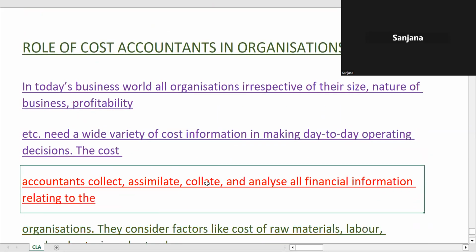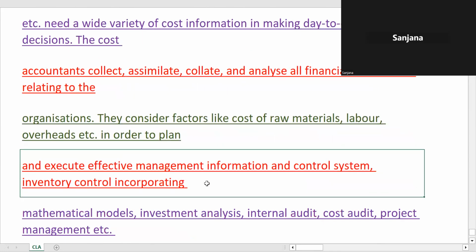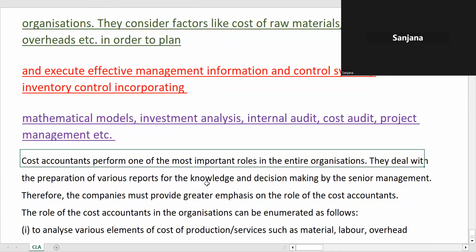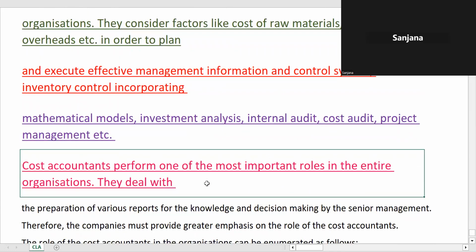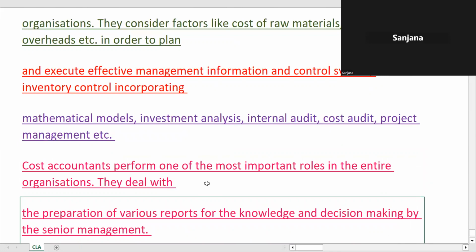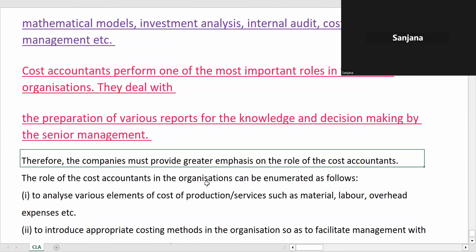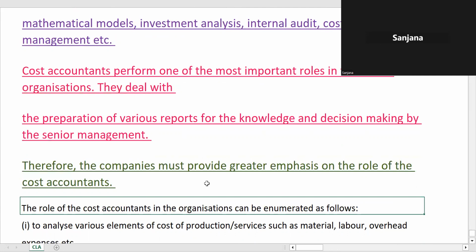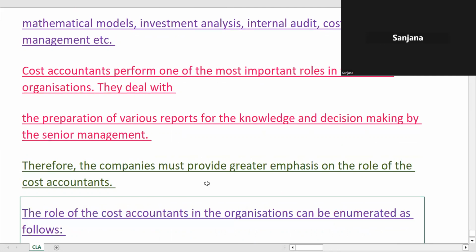So they basically analyze cost information and help in decision making. They collect all information about material, labor, overheads, all that, and then present it in a format which is easy for management to decide. They perform one of the most important roles, dealing with various reports. So preparation of reports is one function for senior management. So companies provide greater emphasis on the role of cost accountants. So the role can be enumerated as follows.